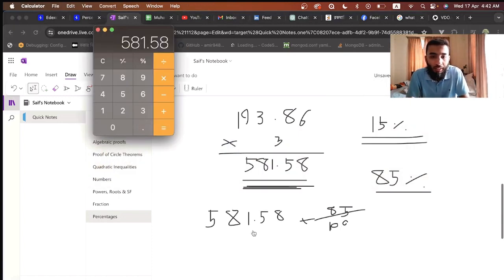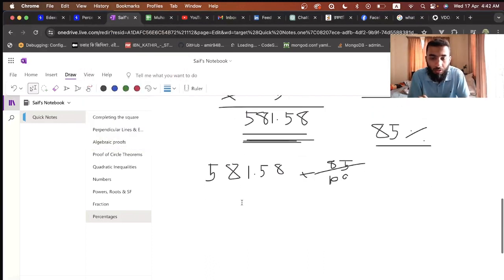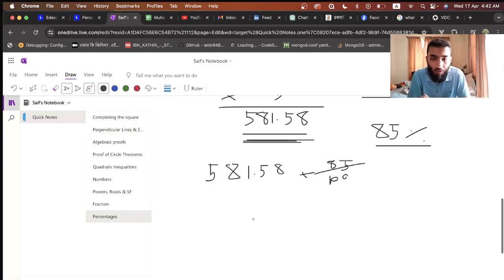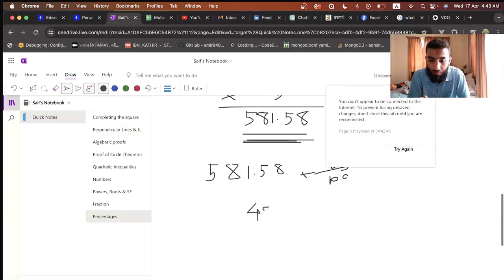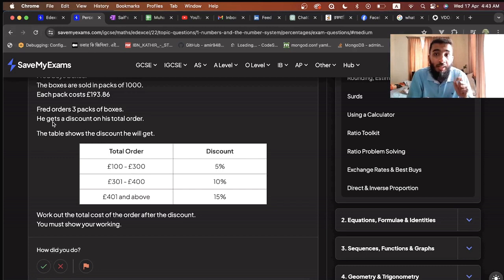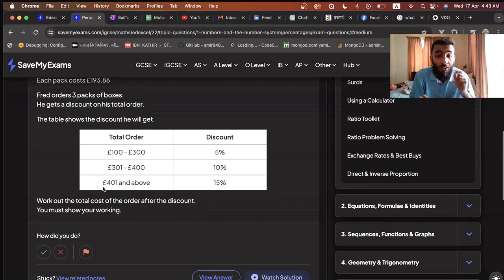So if I use the calculator, 581.58 into 85 divided by 100, this is the actual cost, which is 494.343. This is the actual cost in pounds that Fred has ordered. So this is the actual cost after the discount.